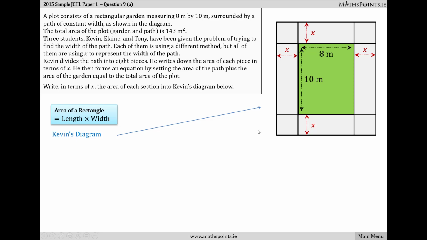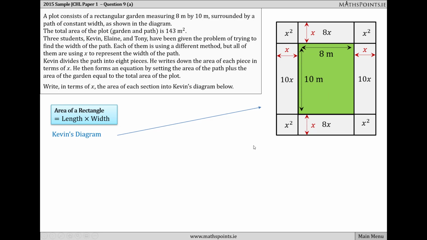So if we individually go and find the areas of those pieces, we can see that the 4 corners are squares. They measure x by x, so they're all equal to x squared. The areas on the top and the bottom both measure 8 by x, and so their area is 8x. And then the 2 pieces on the side, they measure 10 by x, and so their area is 10x.